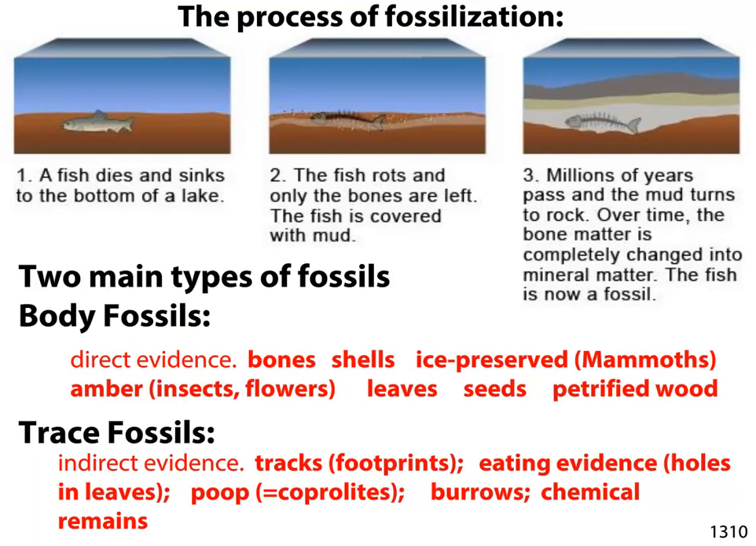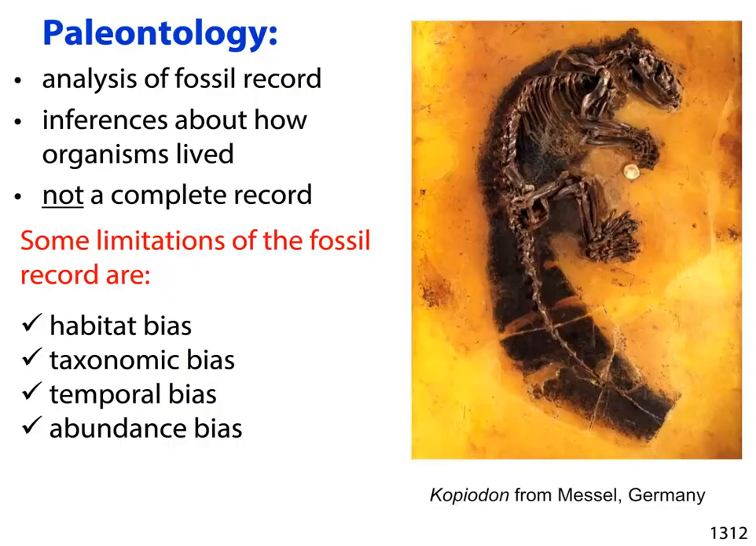Now, trace fossils, again, we said this is indirect. You can have tracks, evidence of something being eaten, like holes in the leaves. You can have poop, which is known as coprolite. Burrows, chemical remains, all this other stuff is evidence that something was there, but it is indirect because it's not the critter itself. Now, the entire field of paleontology basically involves the analysis of the fossil record, and you can do this to infer how critters lived back in the day.